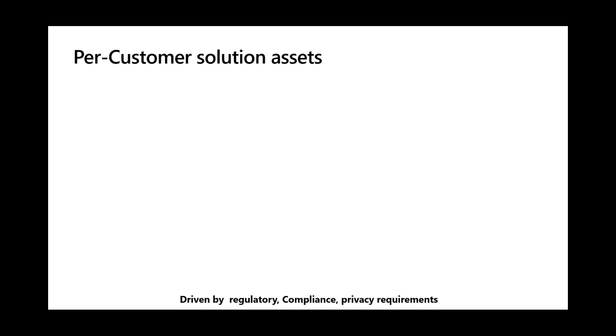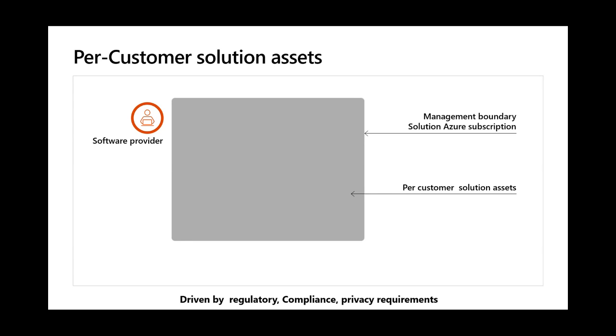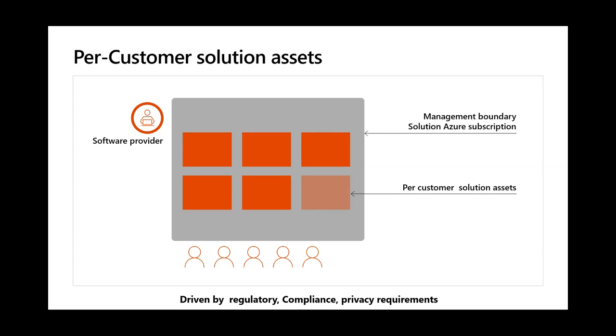The per customer solution asset is usually driven by regulatory compliance or privacy requirements, and sometimes also performance requirements. So in this situation, for the software provider, the management boundary is at the Azure subscription level, and at the Azure subscription level, the software provider may provide different solution assets per customer, such as database servers, for instance. And data is usually the place that's driven by regulatory compliance and privacy requirements. The typical example is the GDPR situation, or another typical example is where the solution's data storage location is dictated by government regulations. And on top of that, the solution may also have shared solution assets.